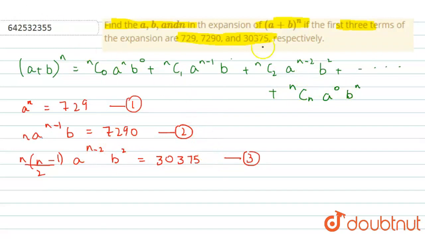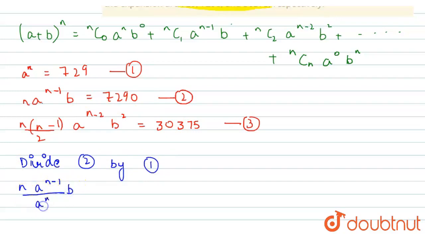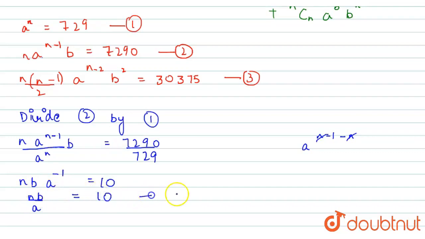Now divide the second equation by the first. How do we divide? n a^(n-1) b upon a^n is equal to 7290 upon 729. So n b a^(n-1) in the numerator, n in division, so in the above this will be negative, n and n cancel, so a^(-1). So nb a^(-1) is equal to 10; a^(-1) is negative, so a is positive in the division sign. This is our fourth equation.